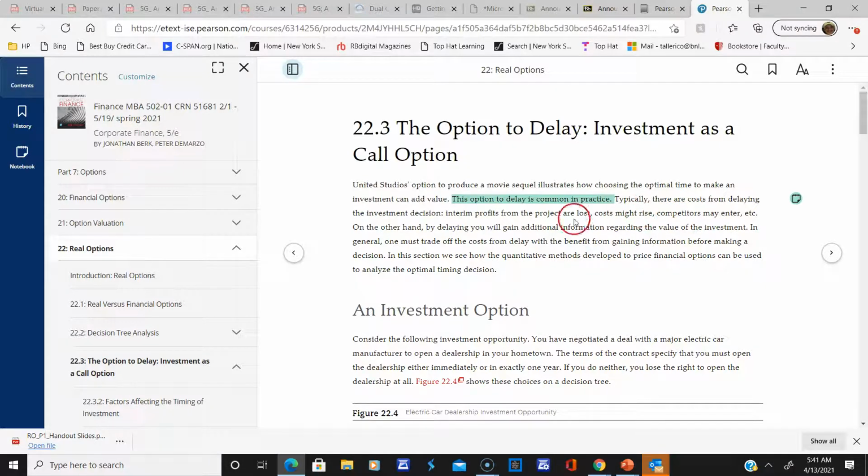Typically, there are costs from delaying the investment decision. Interim profits from the project are lost, costs might rise, competitors may enter. On the other hand, by delaying, you will gain, and here's the important point, additional information regarding the value of the investment. So the question is, do you jump on it or do you delay? In general, one must trade off the costs from delay with the benefits from gaining information before making a decision.